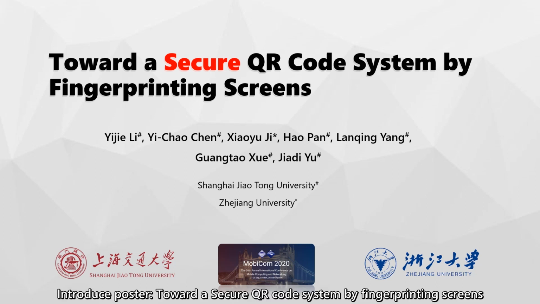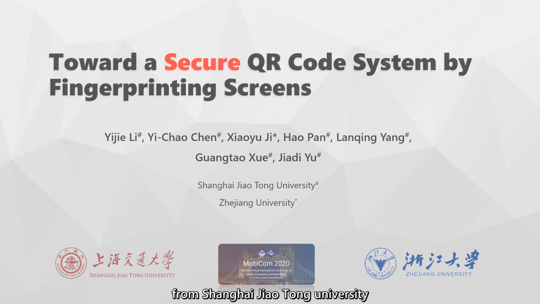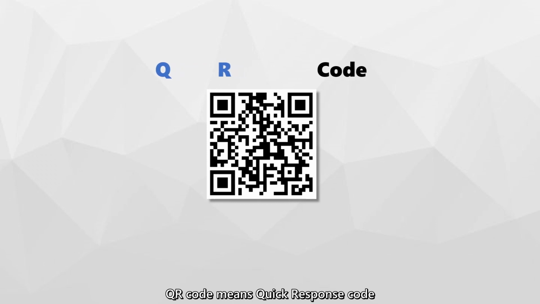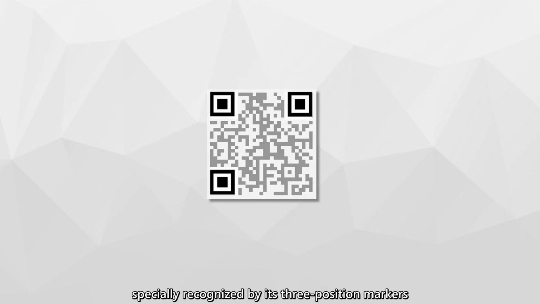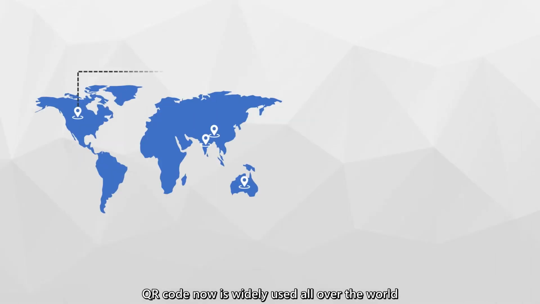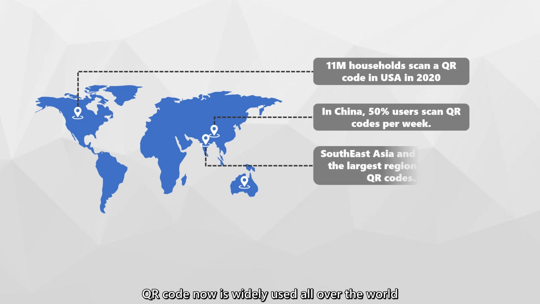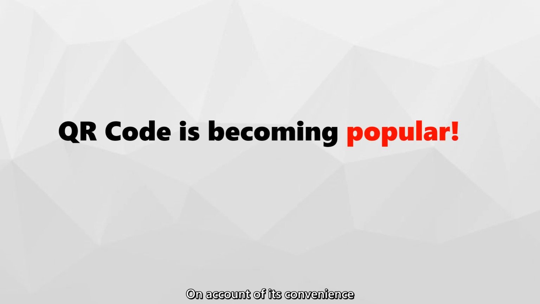Introducing a poster: toward a secure QR code system by fingerprinting screens, from Shanghai Jiaotong University. QR code means quick response code, comprising black and white blocks, specially recognized by its three position markers. QR code is now widely used all over the world, such as in the USA, China, and Australia. On account of its convenience, QR code is becoming popular.